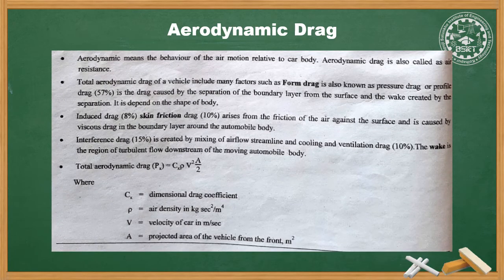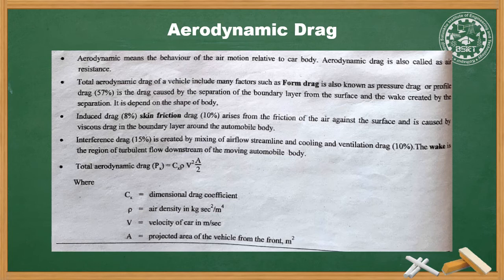Total aerodynamic drag of a vehicle includes many factors, such as form drag, also known as pressure drag or profile drag. It is the drag caused by the separation of the boundary layer from the surface and the wake created by separation. It depends upon the shape of the body. Second, the induced drag. Third, skin friction drag arises from the friction of air against the surface and is caused by the viscous drag in the boundary layer around the automobile. Interference drag is created by mixing of airflow, streamline, and cooling and ventilation drag.